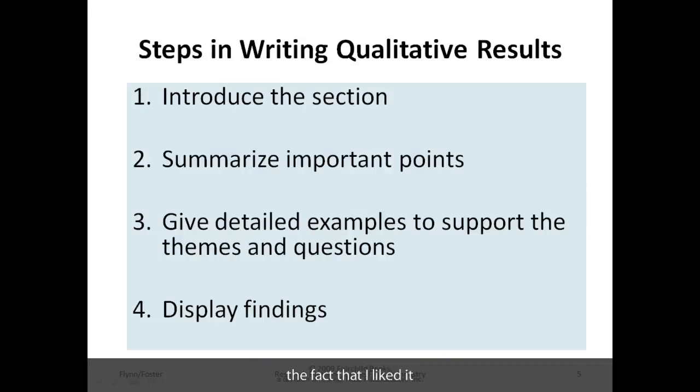Looking at the steps in writing qualitative research results, they're a little different. First, you have your introduction section, where you restate the purpose, the question, and the sample population, just like in quantitative. Next, you summarize important points, including 1 or 2 brief sentences that review important points of your data. You want to organize your statements by themes, which we've talked about in qualitative research, and by questions that were proposed in your research. And then you want to support your themes and your questions.